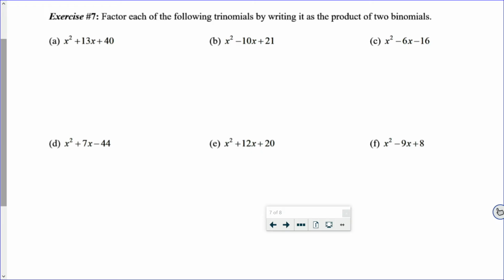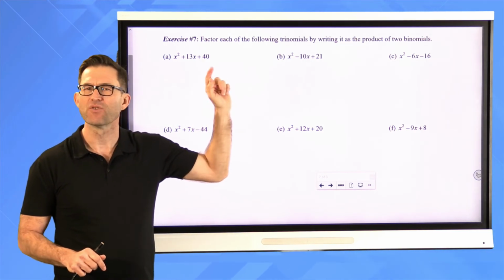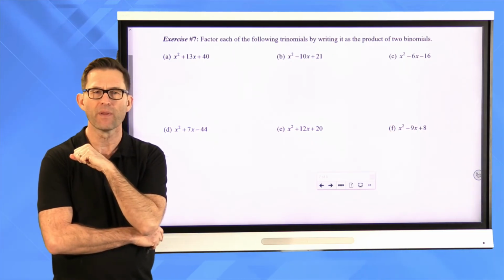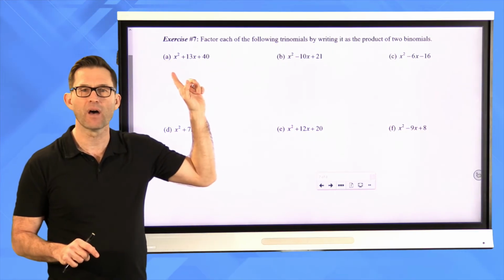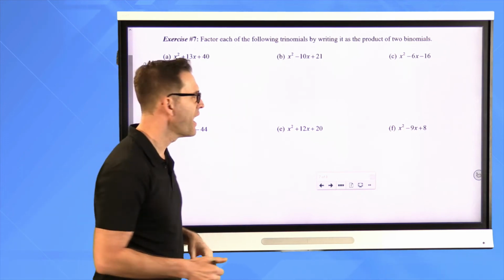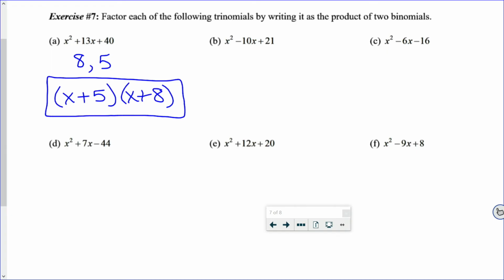Letter A, x squared plus 13x plus 40. All right, so this is the best case scenario. Everything is positive. So I'm looking at 40, I'm thinking what two numbers give me a product of positive 40? They've both got to be positive because their sum is positive. What two numbers have a product of 40 and a sum of 13? That's going to be 8 and 5. 8 times 5 is 40, 8 plus 5 is 13. So this factors as x plus 5 times x plus 8.